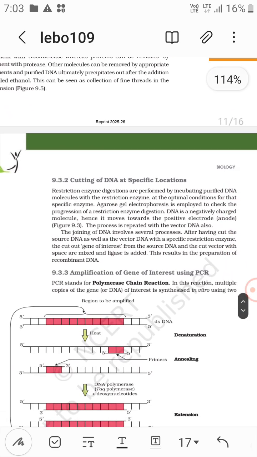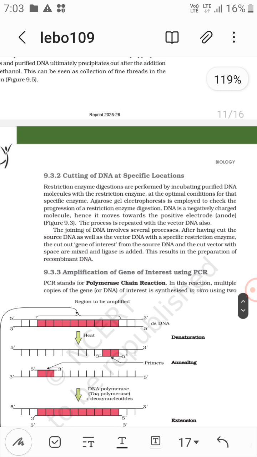Now the second step is the cutting of DNA at a specific location. Restriction enzyme digestions are performed by incubating purified DNA molecules with the restriction enzyme at the optimal conditions for that specific enzyme. Agarose gel electrophoresis is employed to check the progression of a restriction enzyme digestion. DNA is a negatively charged molecule, hence it moves towards the positive electrode, that is anode. The process is repeated with the vector DNA also.